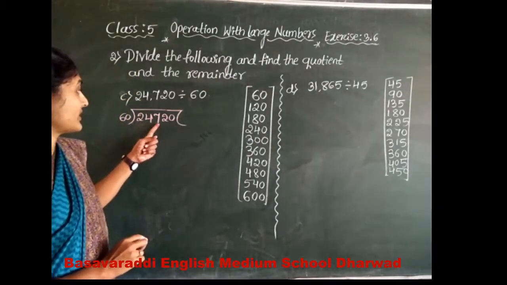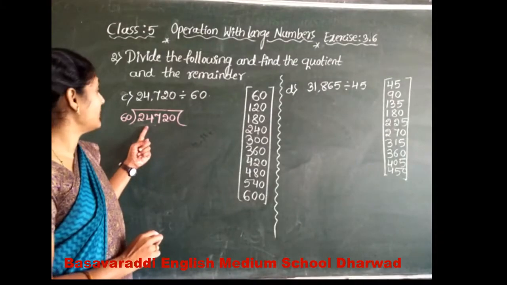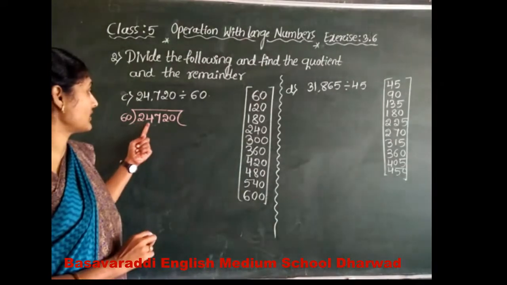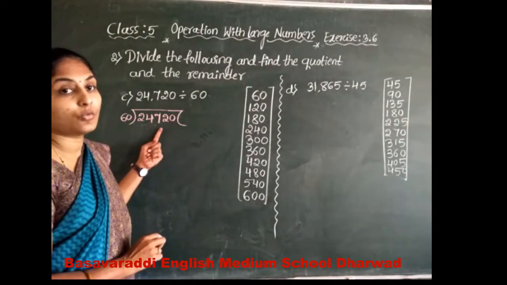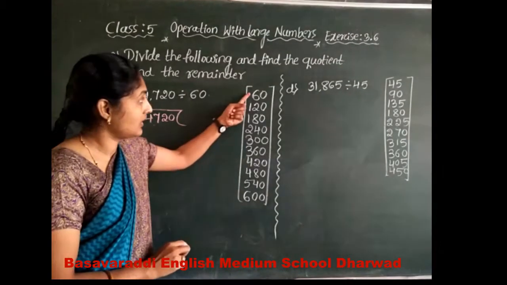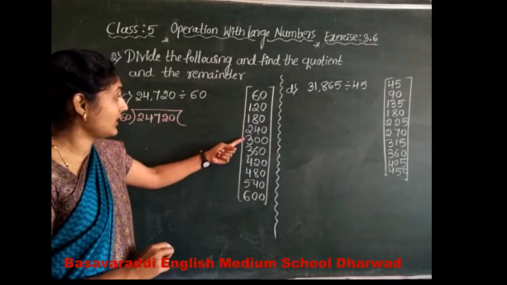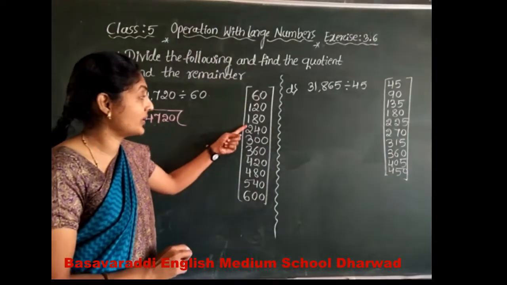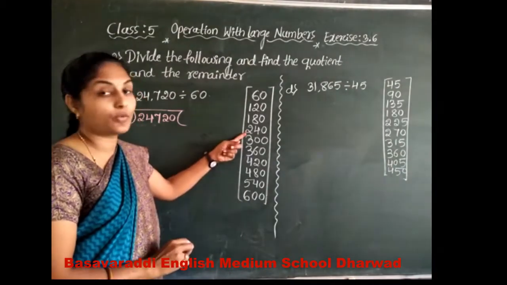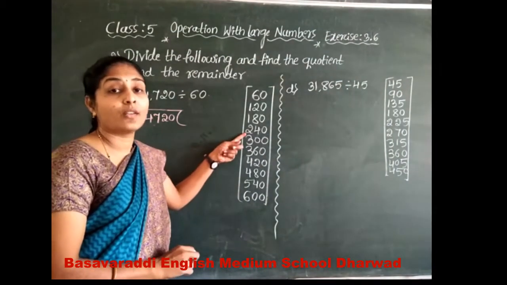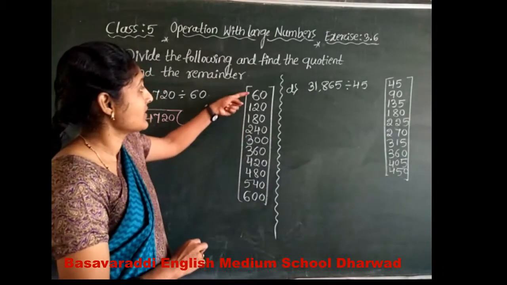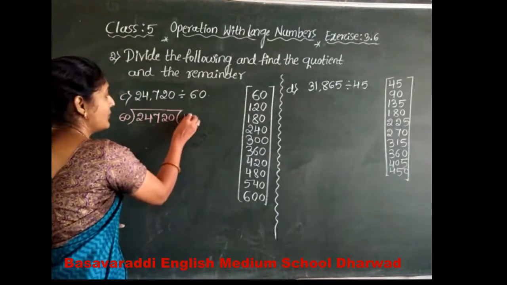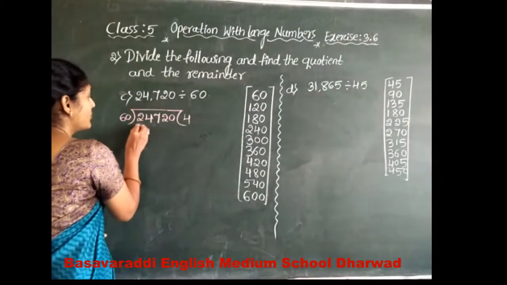Take the 247. I club the ten-thousands, thousands and hundreds places. It becomes 247. Let us see if 247 is in the 60 table or not. No, there is no 247. The nearest to 247 is 240. 60 times 1, 2, 3 and 4 is 240, so 60 times 4. Write the 4 in the quotient part. That is 240.